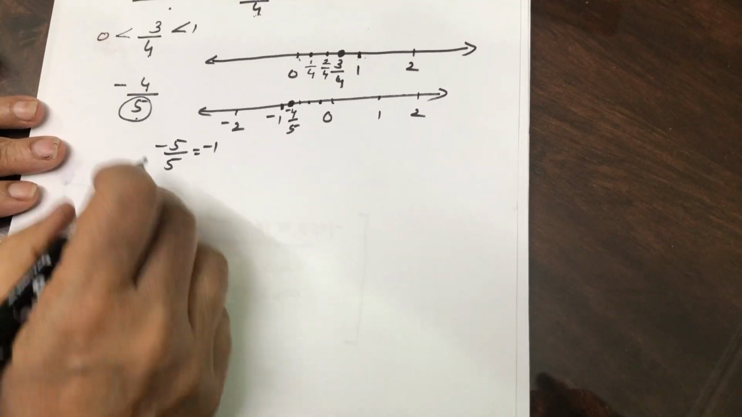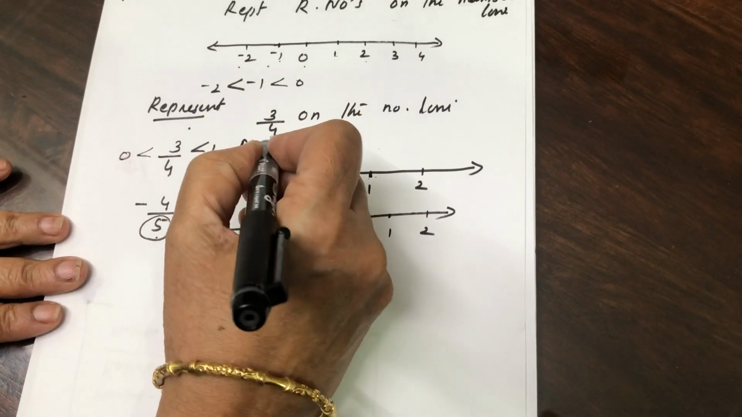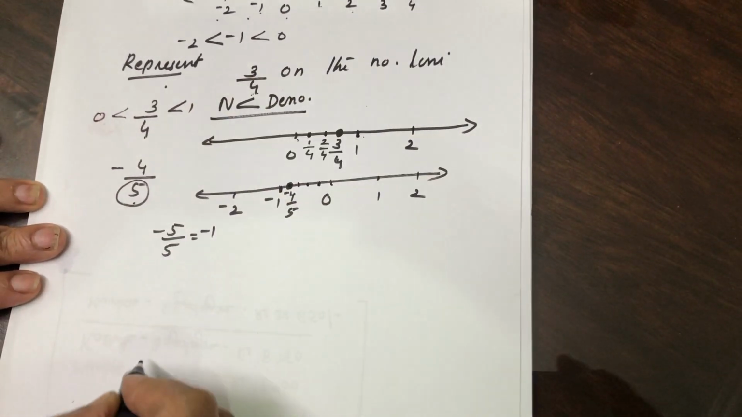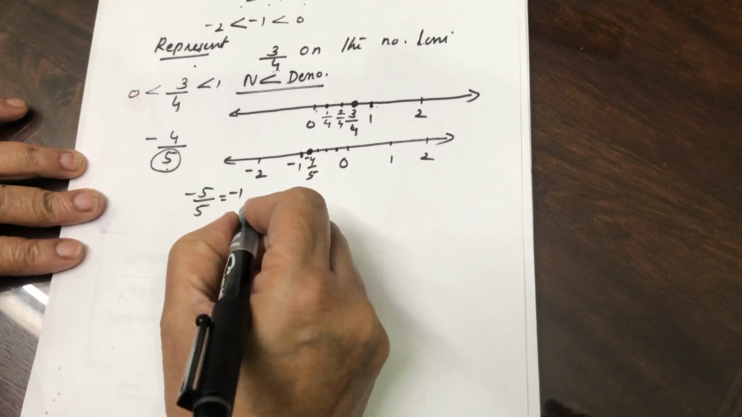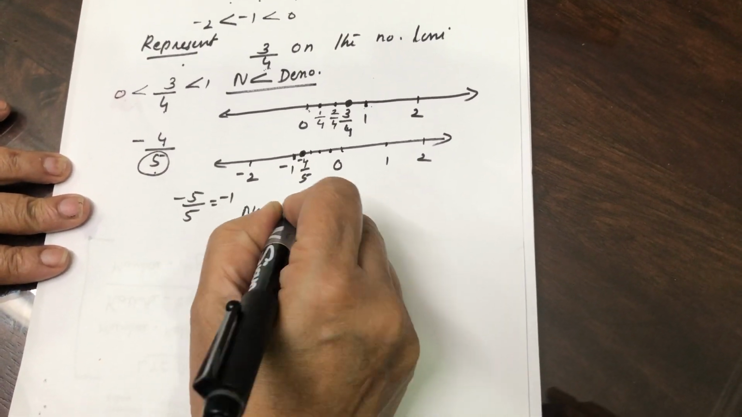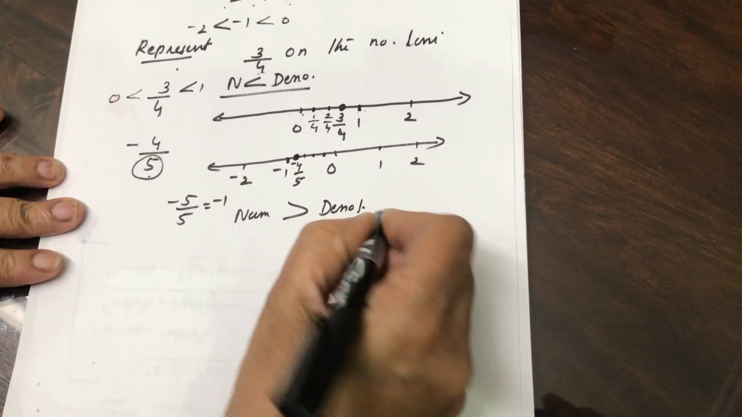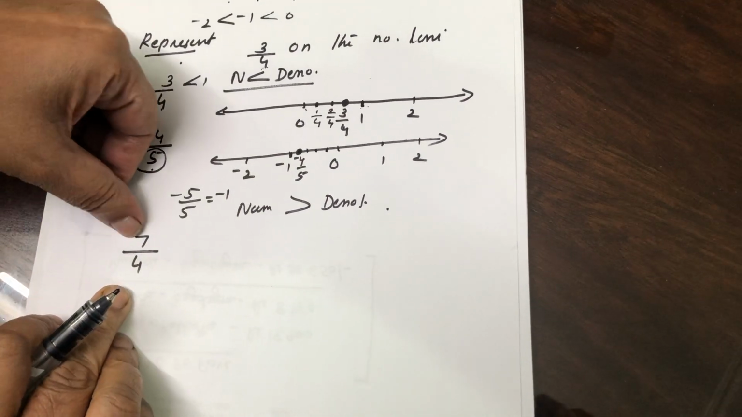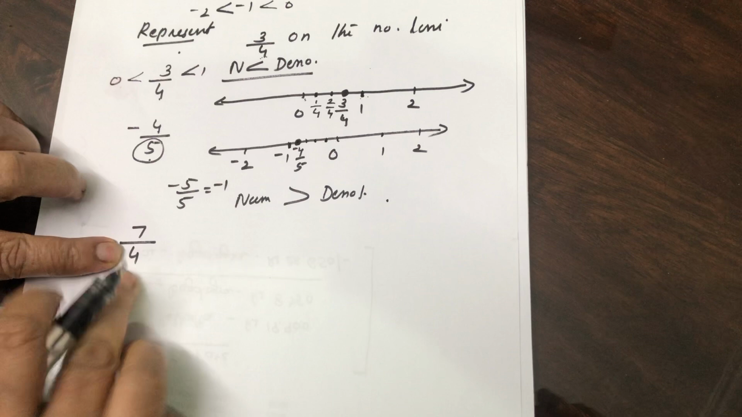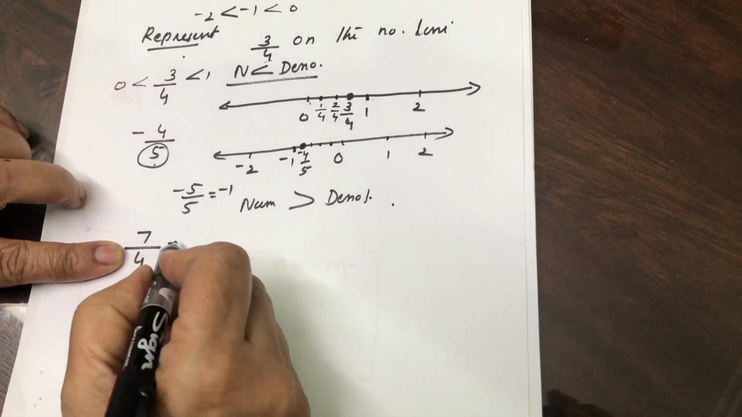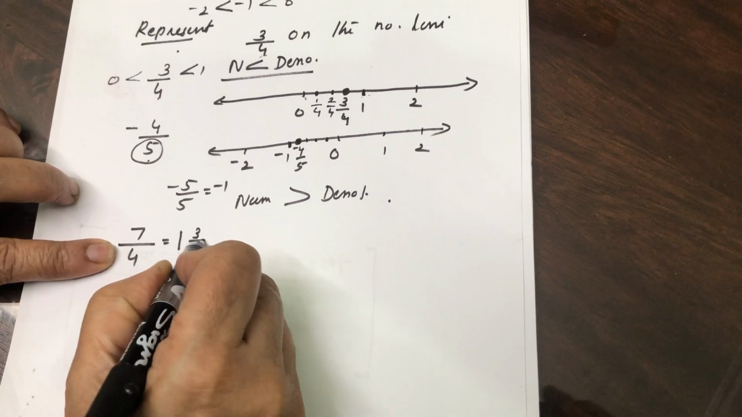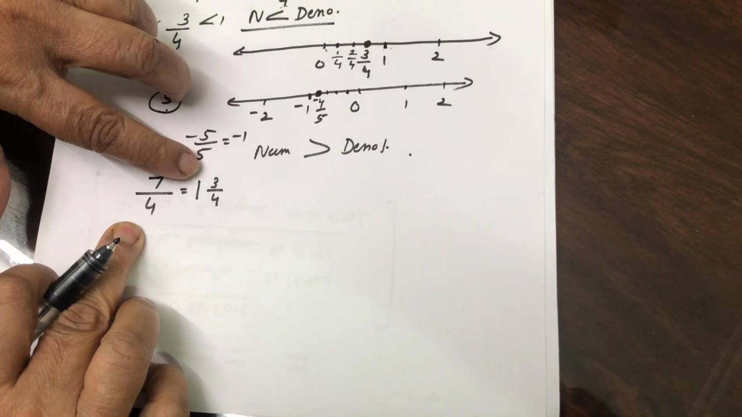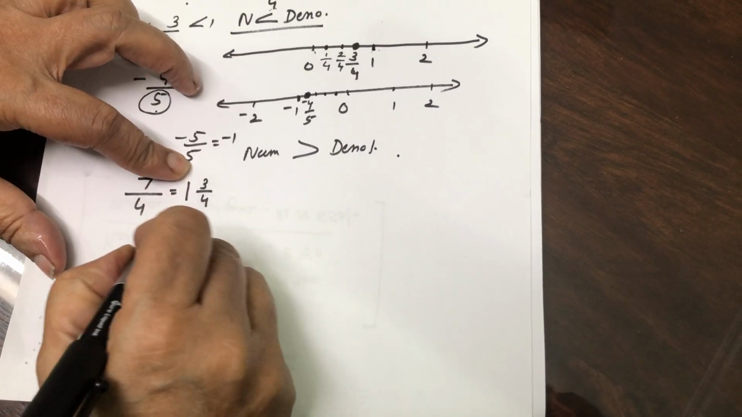Now I am going to teach you something new. You have learned the case where the numerator is less than the denominator. Now I am going to teach you the case where the numerator is greater than the denominator. For example, take 7 by 4. The numerator is greater than the denominator, so you can write it as a mixed fraction: 4 ones are 4, remainder 3, so 1 and 3 by 4. Therefore 7 by 4 lies between 1 and 2.